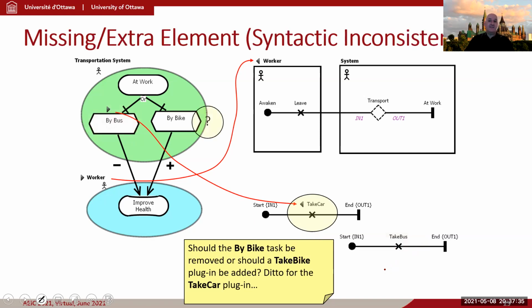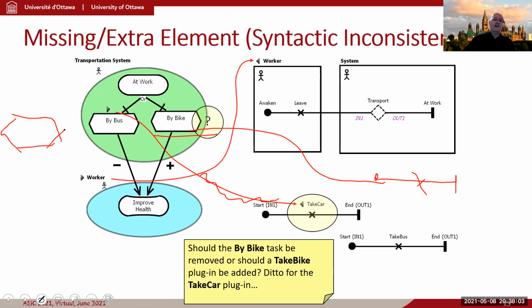There are other types of syntactic inconsistencies I can easily detect. For example, buy bike is not linked to anything. So either I remove it, or maybe I should have another process definition by bike, take bike, for example, and connect it to it. Same thing here, take car. If I no longer have this thing here, it probably needs to have either a new responsibility connected to it, or I remove this plugin altogether.